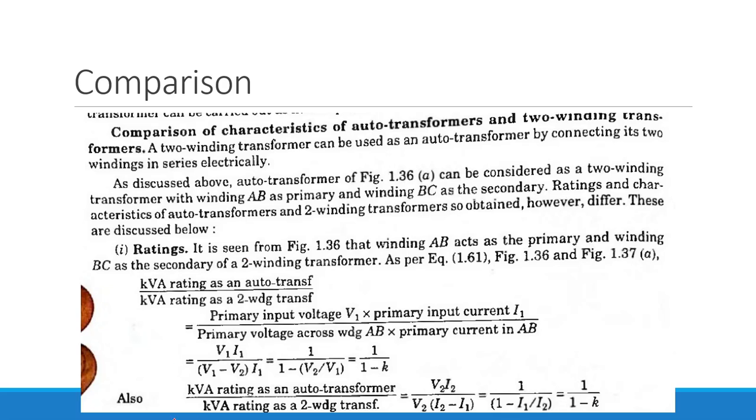So at that time, let's see what would happen to the rating. The kVA rating will be given by this expression. The kVA rating of the auto transformer, the ratio of the kVA rating as an auto transformer to the kVA rating as a two winding transformer, when the same transformer is converted into an auto transformer, will be given by 1/(1 minus K). All these expressions are required for your competitive examination.